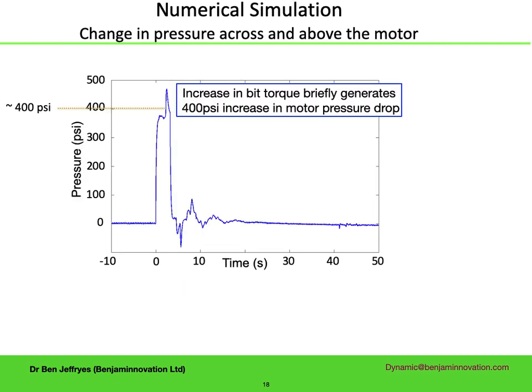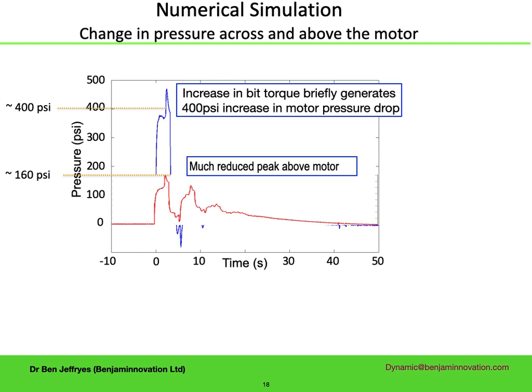Here is a numerical simulation from a full drill string and motor model, including axial and rotational motion of the drill string, as well as fluid acoustics. At 0 time, there was an increase in bit torque, which resulted in a 400 psi increase in motor pressure drop, which disappeared a few seconds later. This graph shows the motor pressure drop versus time. The sharp spikes are from rotational waves going to the surface and back.